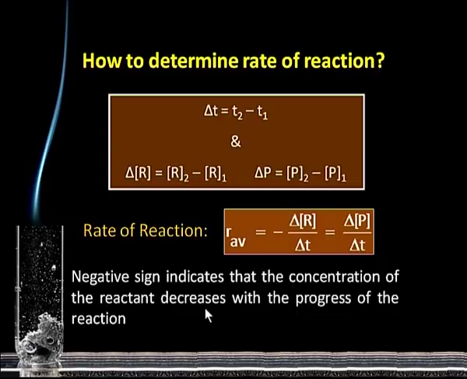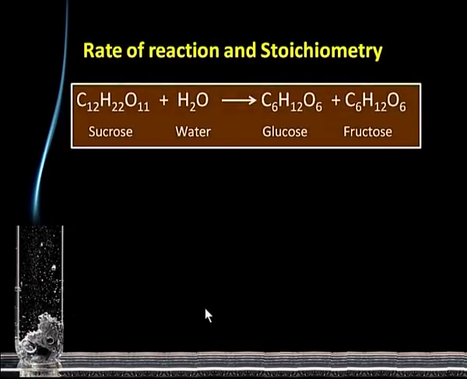Now look at some of the reactions, and you are familiar with this reaction. Inversion of sucrose. 1 mole of sucrose reacts with 1 mole of water to produce an equimolar mixture of glucose and fructose, 1 mole, 1 mole. What do we see here? The stoichiometric coefficient is 1, 1, 1, 1, same and unity.